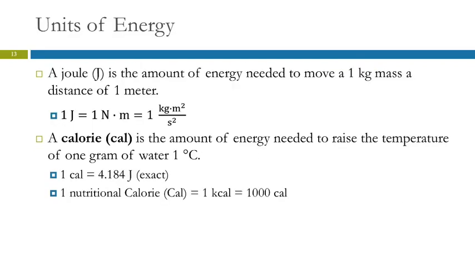So how is a joule defined? A joule is the amount of energy needed to move a 1 kilogram mass a distance of 1 meter. So 1 joule equals 1 Newton times meter. So energy is the capacity to do work. Work is a force applied over a distance. So a Newton is a unit of force, and a meter is a unit of distance. So it's a force times a distance. So a Newton is also equal to a kilogram meter per second squared. So we put these two together and we get kilogram meter squared per second squared.